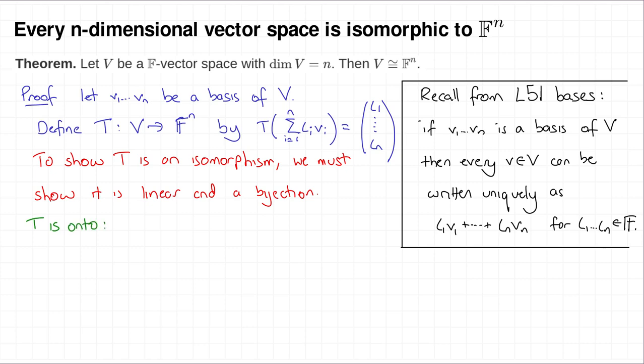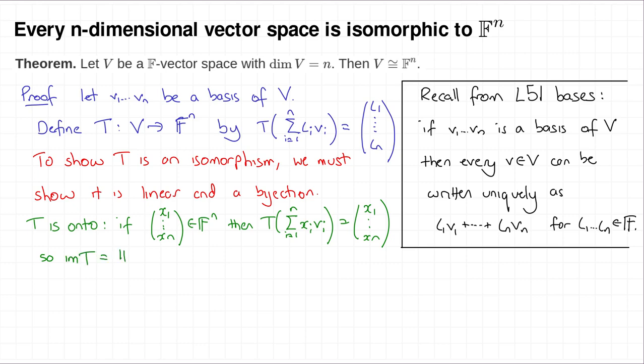Well, that is actually easy, because if you take any element in the codomain F^n, then that is in the image of T, because it is the image of the linear combination sum of xi vi. That shows every element of the codomain is in fact in the image, so the image of T is actually equal to F^n. Now let's do one-to-oneness.